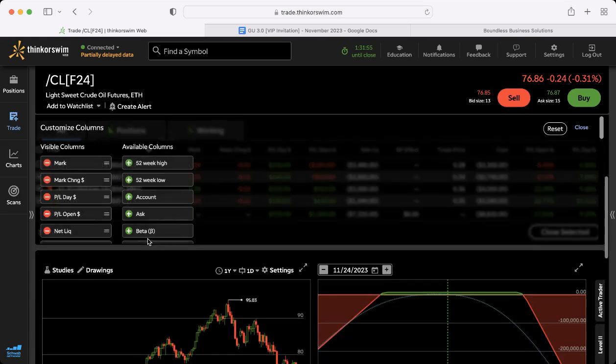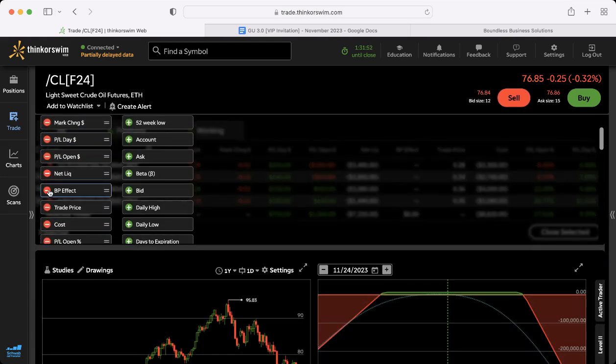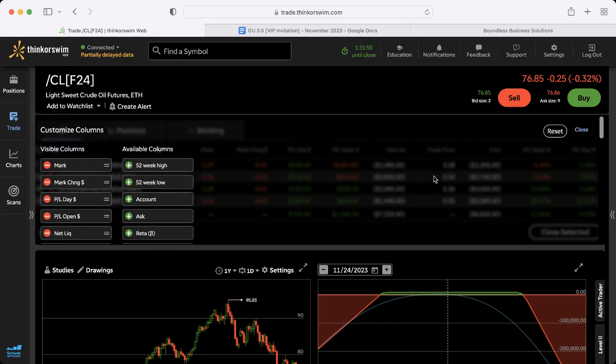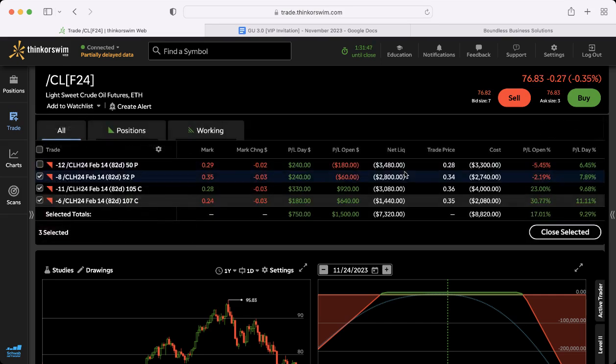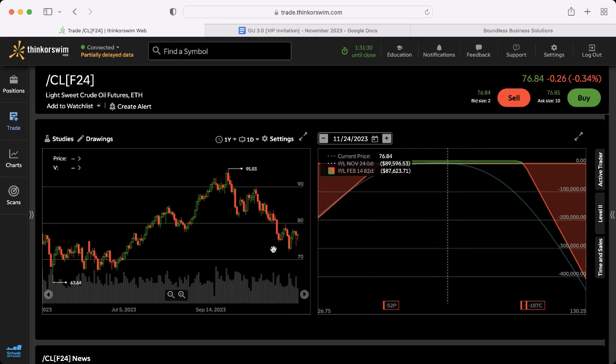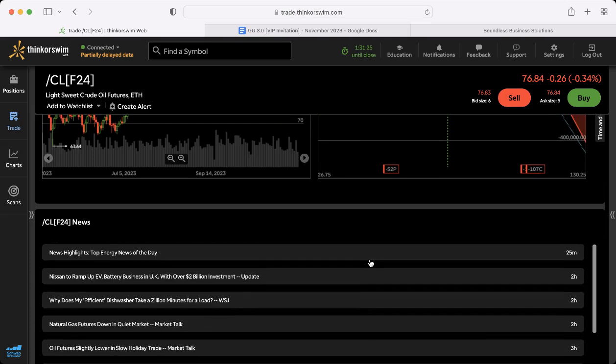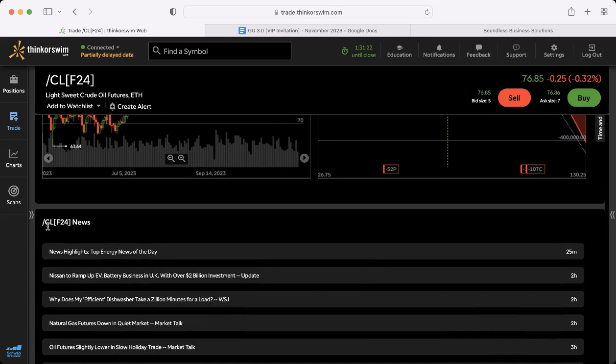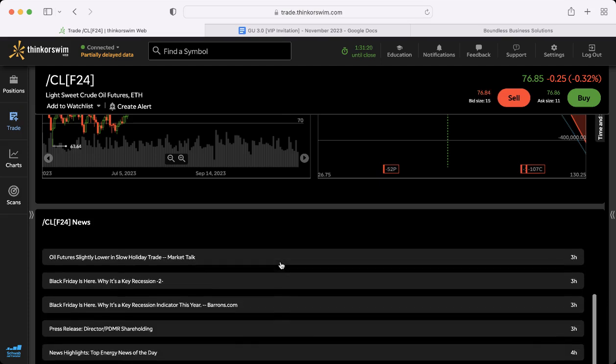I should probably just take that one off of here because it's on your positions page. So net liq is here, my trade price, my cost, my P&L open percentage, and my P&L day percentage. Those are the columns that I like to have up there to look at. And then, of course, you have your chart and your other graphic here. And again, down here is news. This is news specifically for crude oil. You can look through those.